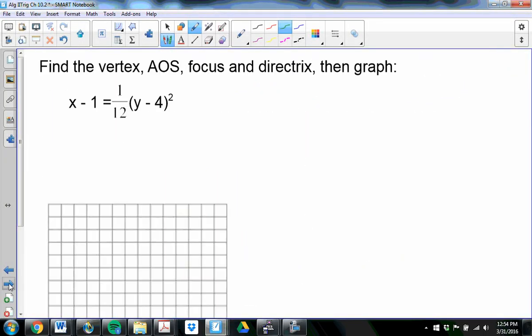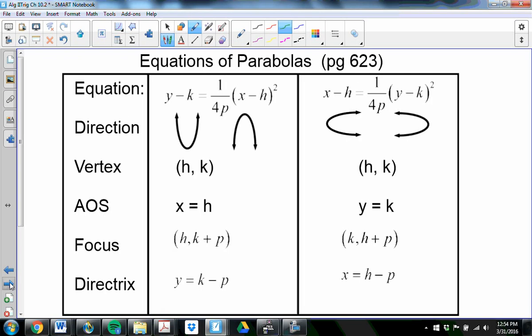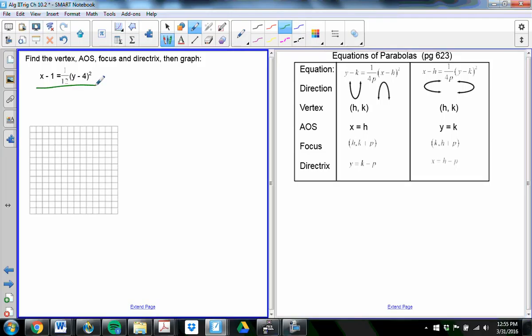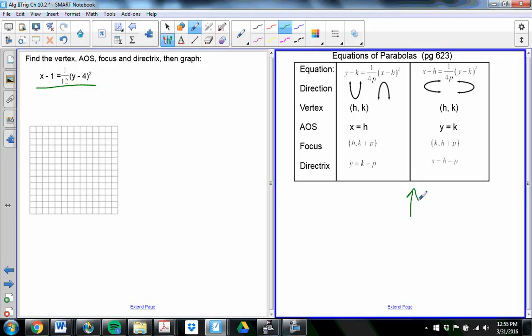So I'm going to find the vertex, the AOS, the focus, and the directrix of this equation, this parabola, and then I'm going to graph it. So I'm going to go split screen, and I'm going to do this problem while looking over at this set of formulas here. These are the equations for parabolas. It's no longer found on this page.